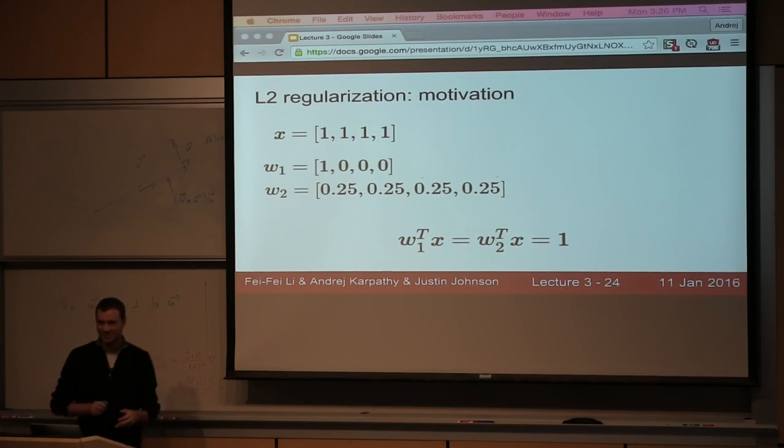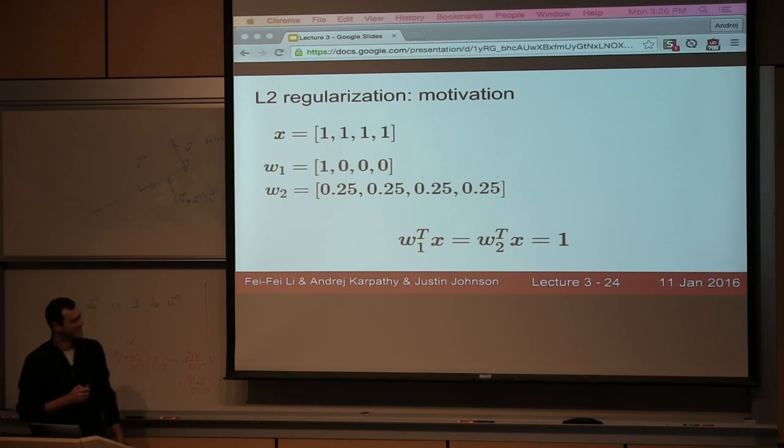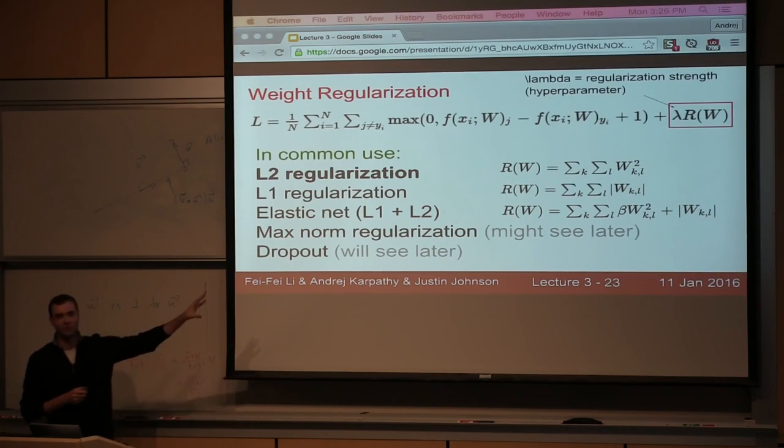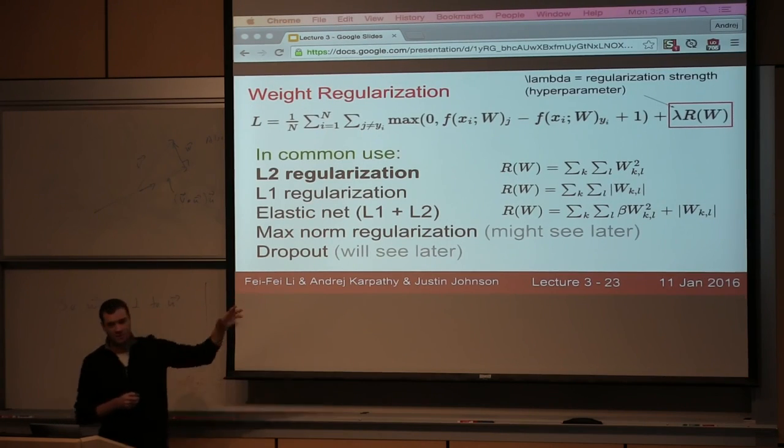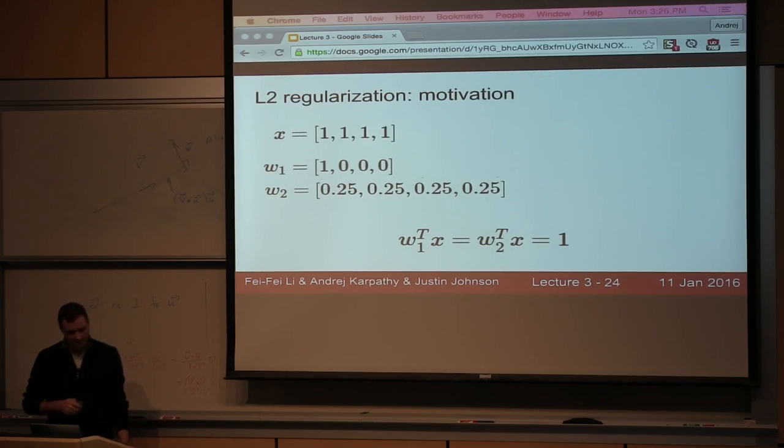So regularization, good idea? Everyone is sold? Okay, great. So basically, our losses will always have this form where we have the data loss, and then we'll also have a regularization. It's a very common thing to have in practice.